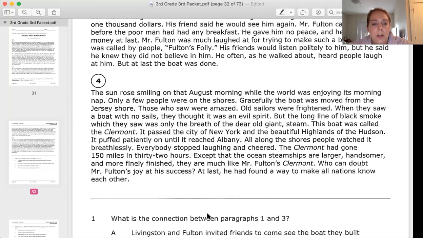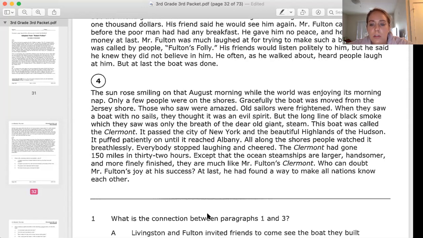This boat was called the Clermont. It passed the city of New York and its beautiful highlands of the Hudson. It puffed patiently on until it reached Albany. All along the shores, people watched it breathlessly. Everybody stopped laughing and cheered. The Clermont had gone 150 miles in 32 hours.